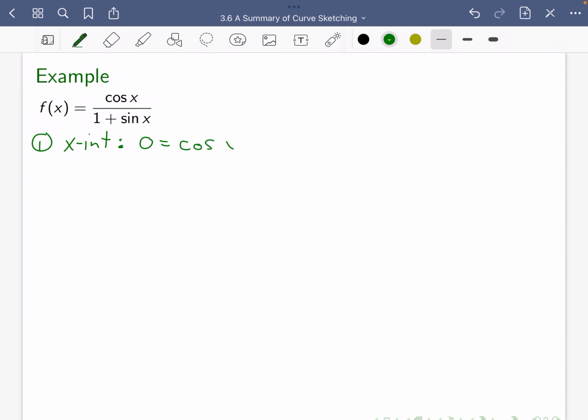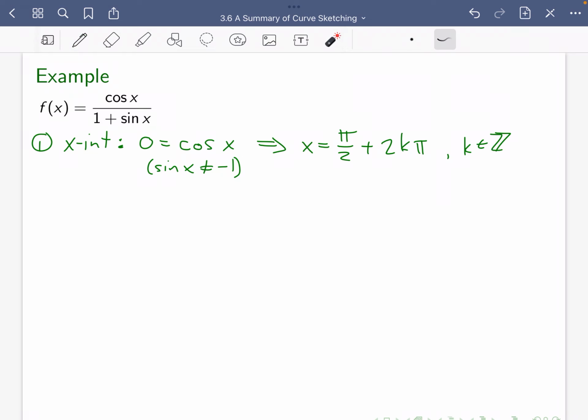So when cosine of x is 0, as long as sine of x is not -1, and cosine of x is 0 at x equals pi over 2 plus 2k pi, where k is an integer.